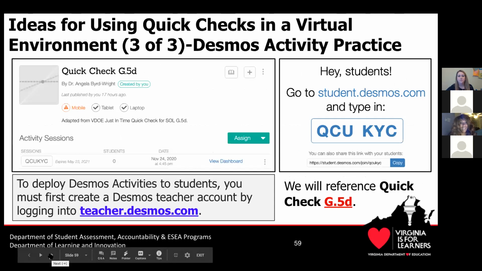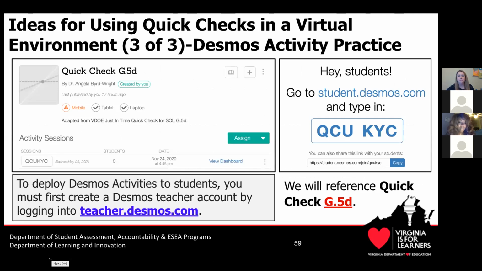And so we're actually going to explore a quick check with G.5D in just a moment. So you'll pretend that you're some students today, and we'll be able to see you in Desmos. We don't know everyone's familiarity with Desmos, but here at the VDOE there is a Desmos activity log, and a lot of that information was used to help identify areas of support resources within our just-in-time quick checks. So we're going to go to Desmos to explore one of these particular activities.